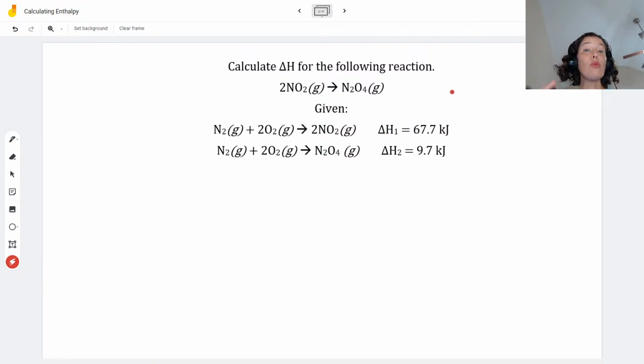So the rules of Hess's law: you can reverse a reaction, and if you do that, you need to change the sign of delta H. And you can use a multiplier in a reaction, and then you would need to multiply the delta H by whatever multiplier you used in that reaction.